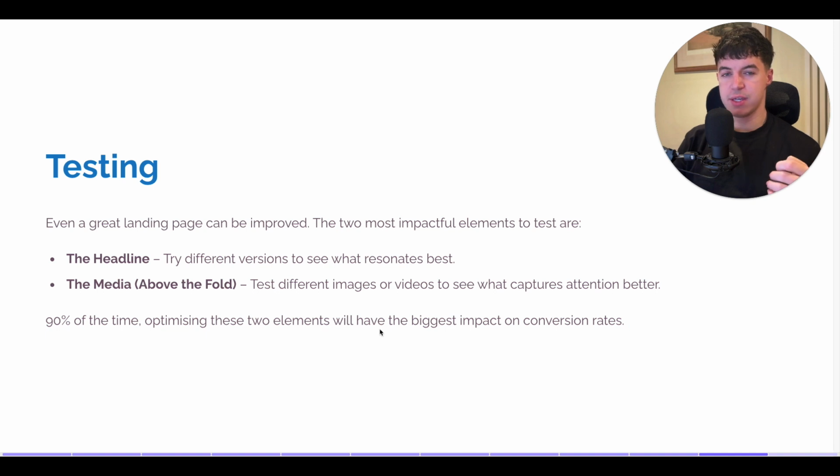So if you're struggling to think about what you should actually test first, or you've been through loads of tests and now you're struggling to understand what you should test, then just look to test the headline. Try different headlines, try different media and see what happens. 90% of the time, optimizing these two elements will have the biggest impact on your conversion rate. So if you haven't done any tests yet, focus on these two things first, really get those dialed in, and then look at the copy, how you're displaying the social proof, what call to action you're using, and stuff like that.